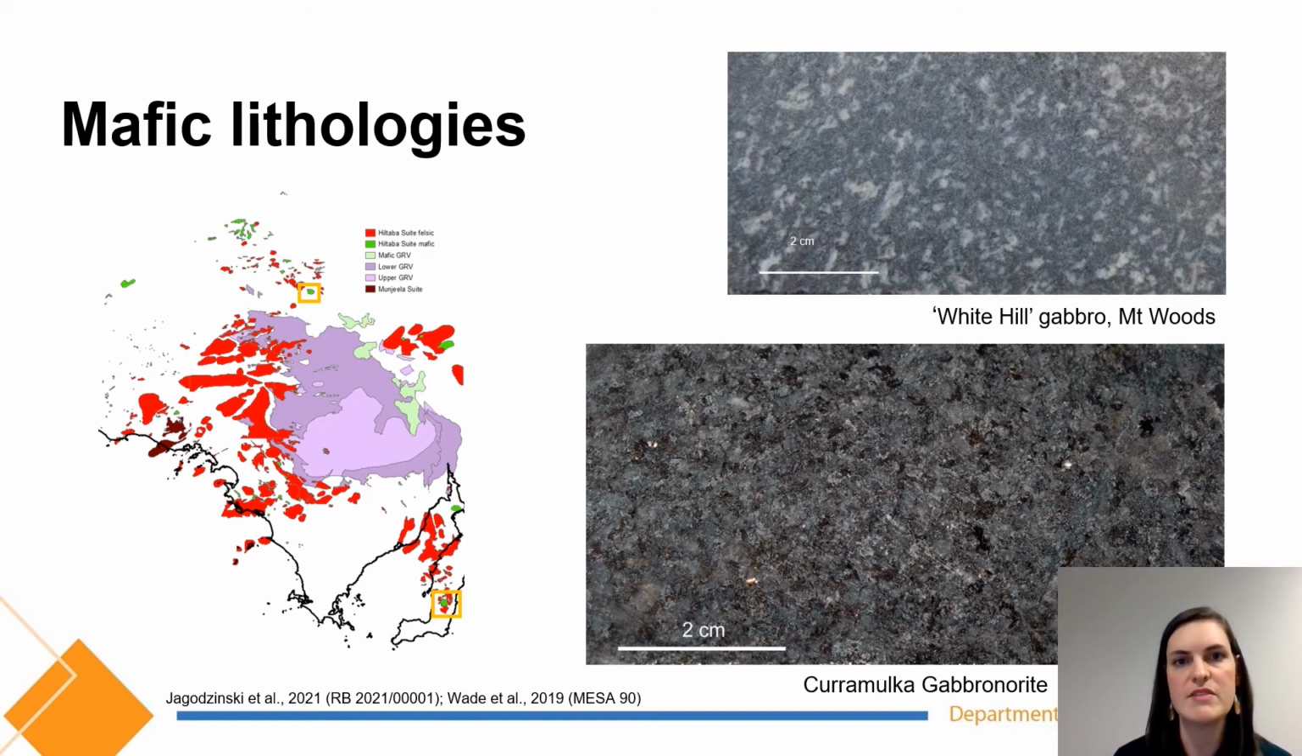A moderately large mafic pluton also occurs in the Mount Woods domain, which is informally known as the White Hill Gabbro. This pluton is dominated by gabbroic lithologies with lesser norite and minor ultramafics. The occurrence of ultramafics is very rare in the Hiltaba Suite, and in this case is thought to be formed by cumulate layering within a large mafic pluton.